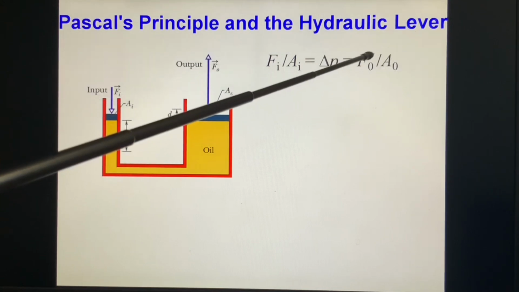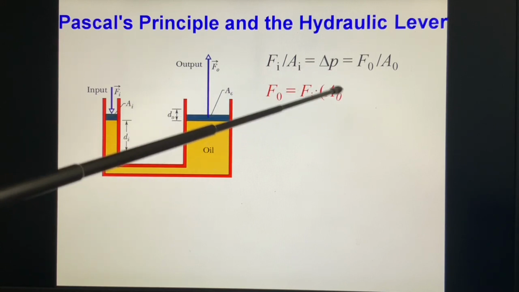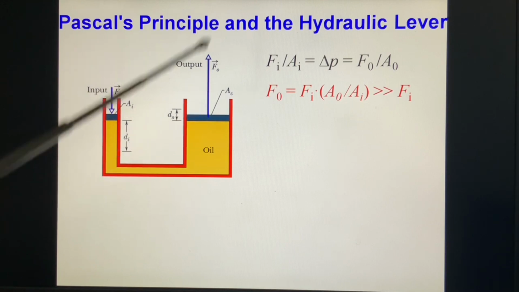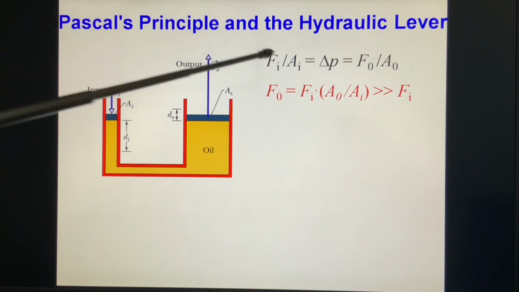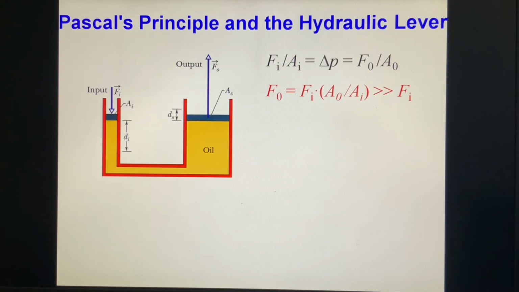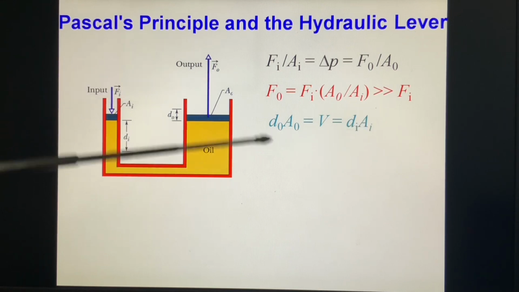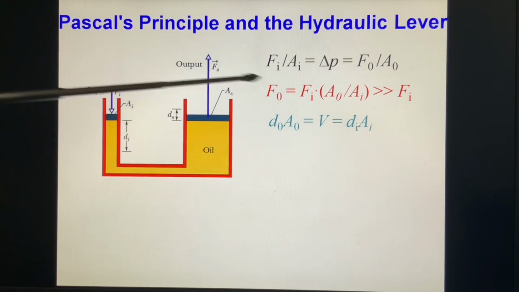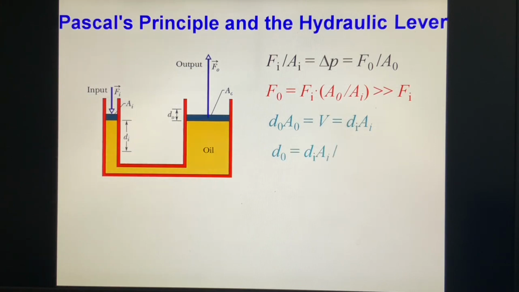Now from this we can find F_o equals F_i times A_o over A_i. If this area is much larger than this one, we find F_o is much larger than F_i. So the jack can lift up the car because the force can be very large. At the same time, the volume of the liquid going down equals the volume of the liquid going up. This volume is the depth d_i times A_i, and this one is d_o times A_o. They are equal. So we find that F_output is very large and d_output is very small.